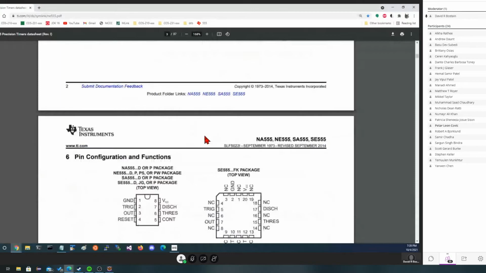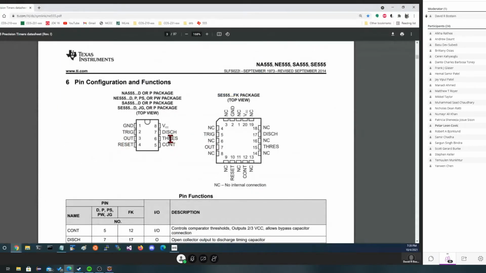Here's the view from the top. In this case, ground is the top left pin. Remember, there's a notch near pin 1. Pin 8 is directly across from it and it's voltage VCC. Trigger, number 2. Number 3 is the output. Number 4 is a reset, and reset is active going low, not high. We have a discharge pin, a threshold pin, and a control pin, if you want the real names of those. So it's ground, trigger, output, reset, VCC, discharge, threshold, control. And we can also buy it in other packages.